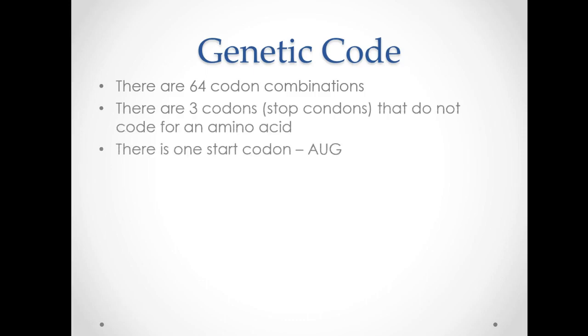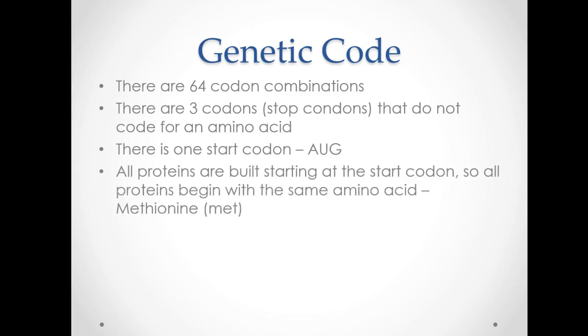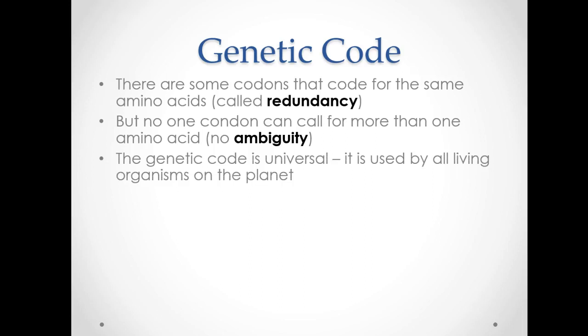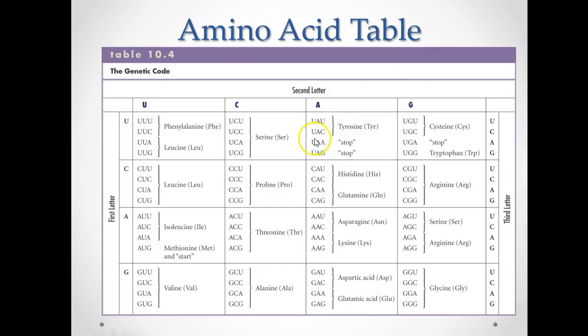There are 3 stop codons. Just like we had a universal start codon, where we all start with AUG, there are 3 different ways to call for stop, to say don't make any more of these amino acids. And the table, which I'm going to show you in just a minute, actually let me show it to you right now, and then I'll talk about those other 3 points in just a minute.